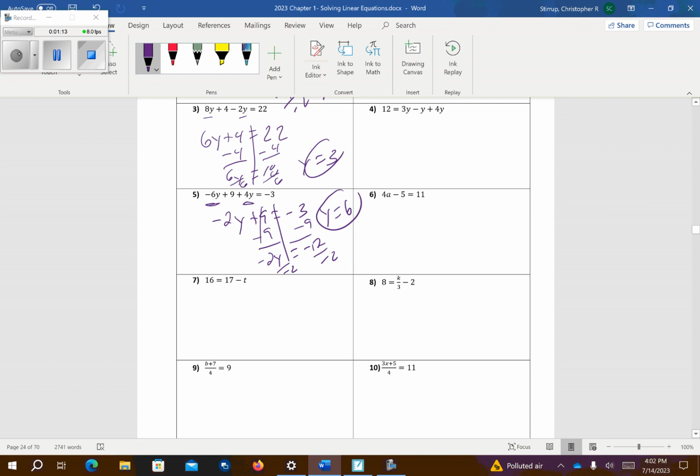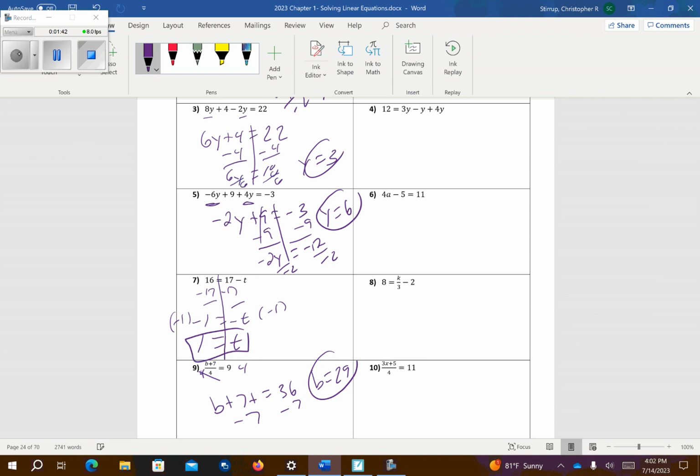Number 7. I'm going to subtract 17 from both sides. So 16 minus 17 is negative 1 equals negative t. We just multiply both sides by negative 1, so we get 1 equals t, or t equals 1. Problem number 9, we're going to multiply both sides by 4. The 4's cancel out, so I'll have b plus 7 equals 36, because 9 times 4 is 36. Subtract 7 from both sides, so I get b equals 29.